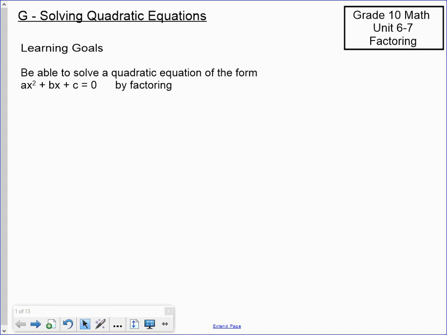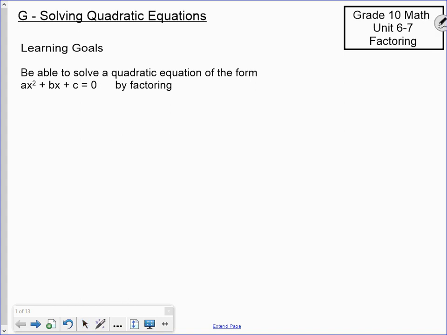All right, in this lesson, we're looking at solving quadratic equations, and this is the thing that we've been building up to throughout all of Unit 6-7. This is the reason that we've been doing all of this factoring, because we can use these factoring techniques that we've been learning to solve quadratic equations. So by the end of this lesson, we want to be able to solve a quadratic equation, and we know quadratic equations look like ax squared plus bx plus c equals 0, by factoring.